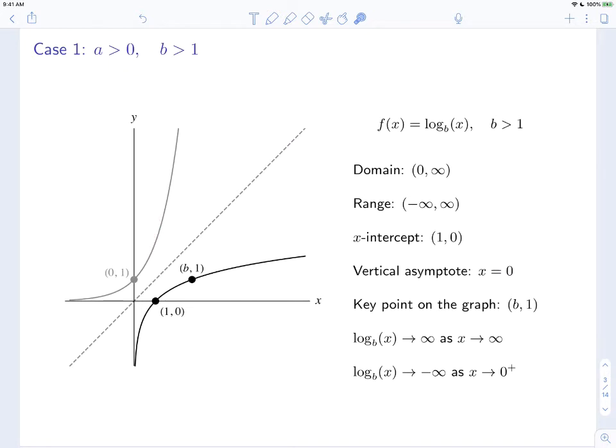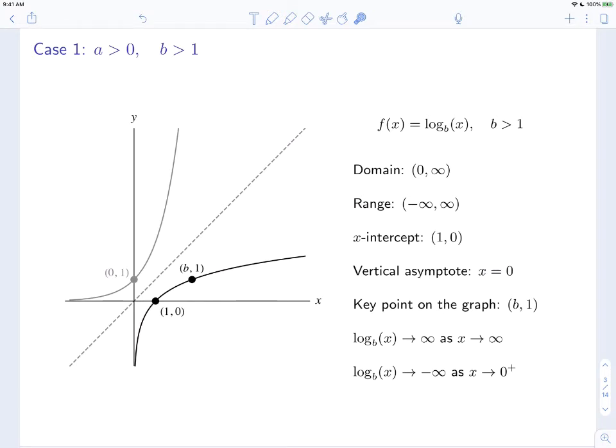It has a horizontal asymptote at y equals 0. And the graph approaches 0 as x goes to negative infinity, that is, as x goes to the left. But it increases very rapidly as x goes to the right, going to infinity. If we reflect this curve through the line y equals x, we get the graph of the logarithmic function with base b.